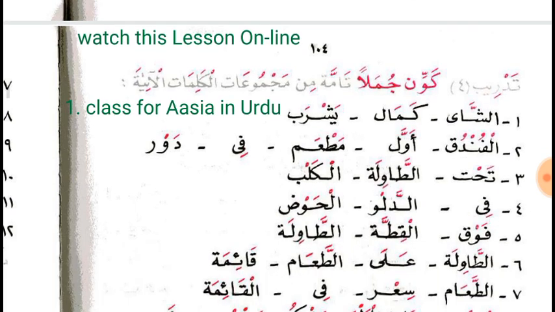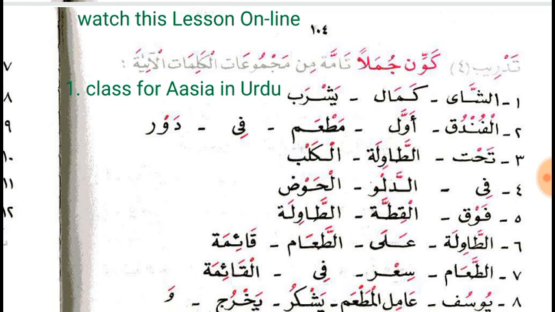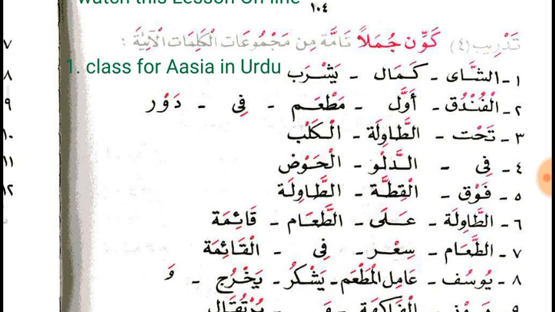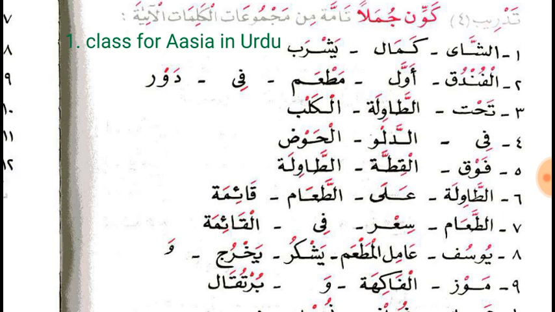On the next page we have the tadribur rabi, fourth exercise. Kawin jumlan tama, what is the meaning? Make meaningful sentences min majmuat al kalimat al atiya, from the following group of words. In the first we have three words: ashai, kamal, yashrabu. We will make Kamal yashrabu ashai, Kamal is drinking tea.